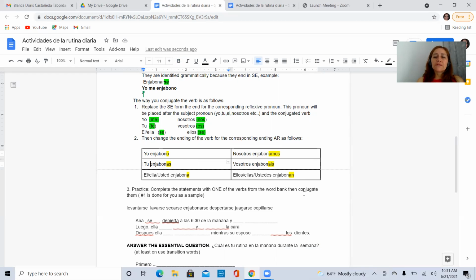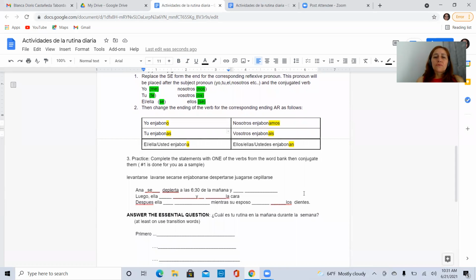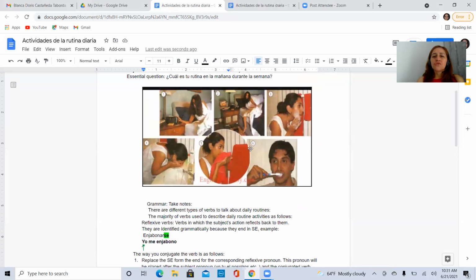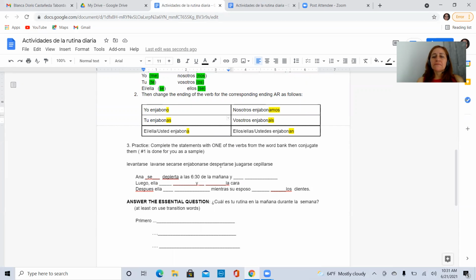Okay, so how do I make this into a real sentence? Let's practice. So we have an activity here. Practice: complete the statements with one of the verbs from the word bank, then conjugate them. So the first thing you need to do is determine which verb goes where. I did number 1 for you because it's a stem changing verb too, and we're not going to cover that today in this lesson. So Anna, what is the first thing she does? She wakes up. How do you say wake up? Ella, so it will be despertarse.